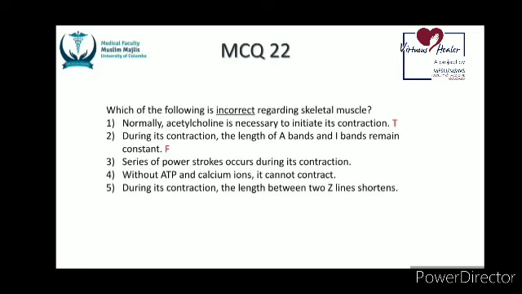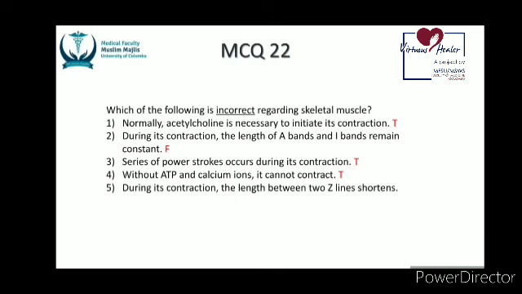Number 3, series of power strokes occurs during its contraction. Now this statement is true. It's because of these power strokes that the thin filaments slide over the thick filaments. Statement number 4, without ATP and calcium ions, it cannot contract. This is true. Both calcium ions as well as ATP will be required for the generation of these power strokes, so that thin filaments will slide over the thick filaments and the muscle contracts.